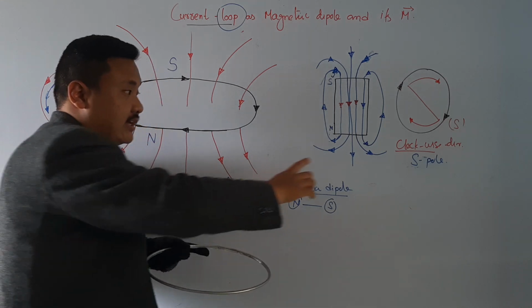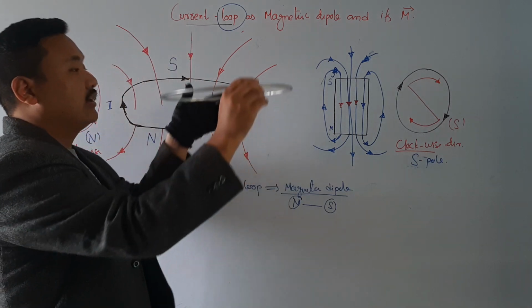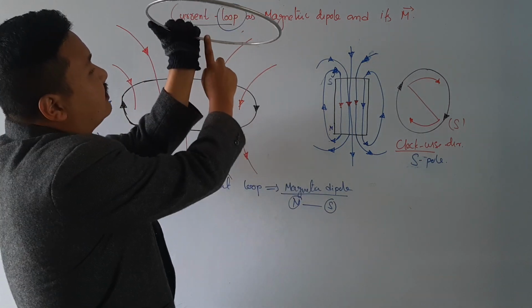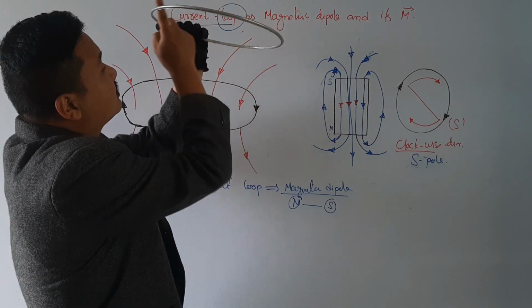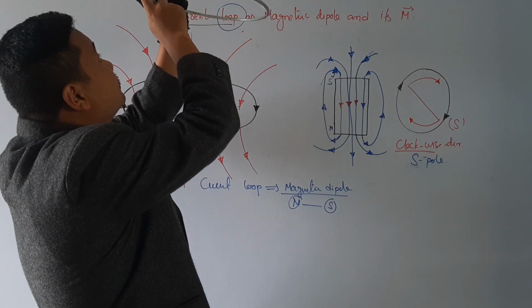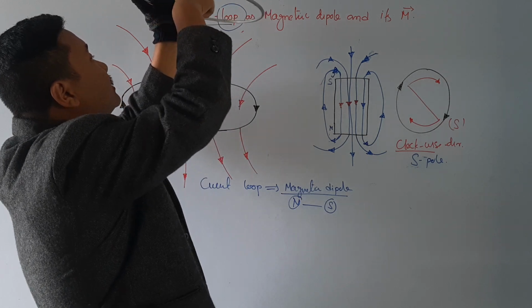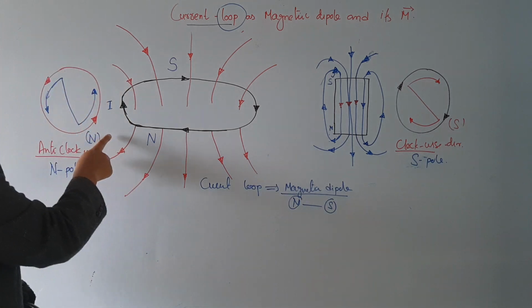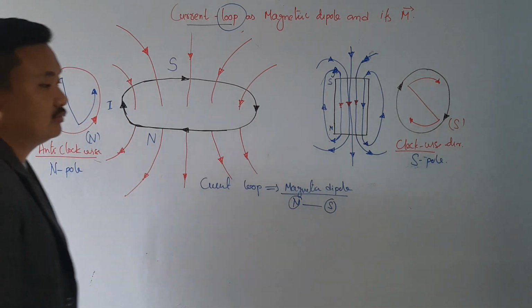So this is my south pole. Now if I do it like this, again the current is in the same direction, but which direction is this one? If I look at this one, this is my tick, tick, tick, isn't it? Which direction? It is anti-clockwise, so it will look like a north pole.